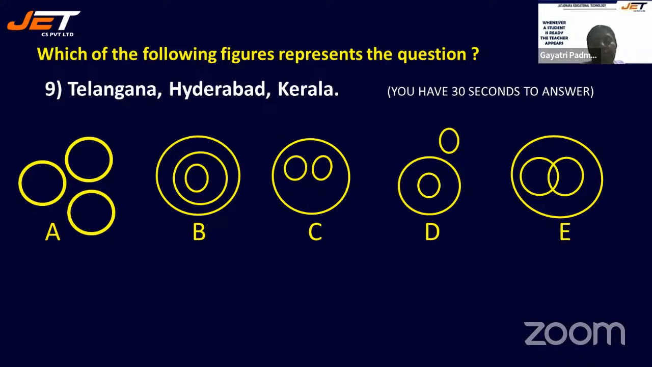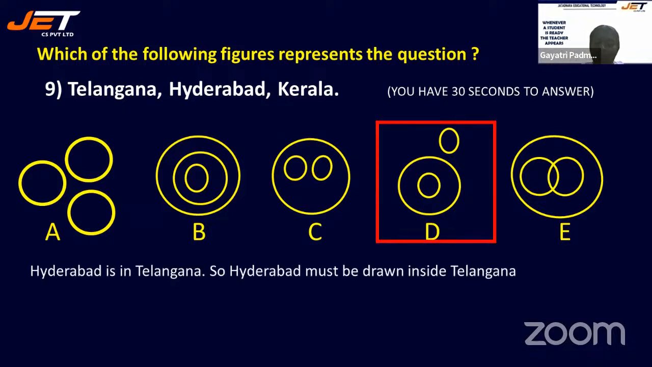All right, students. So Telangana, Hyderabad, Kerala. 30 seconds is almost going to get over. All right. Yes, let's disclose the answer. It is option D because Hyderabad is in Telangana. So Hyderabad must be drawn inside Telangana. Right? See here.